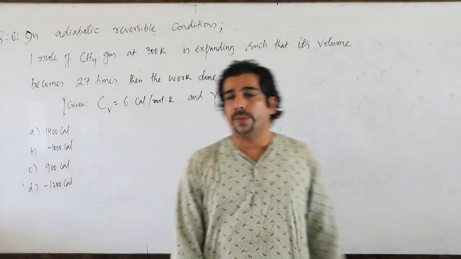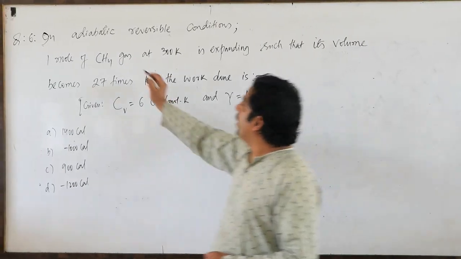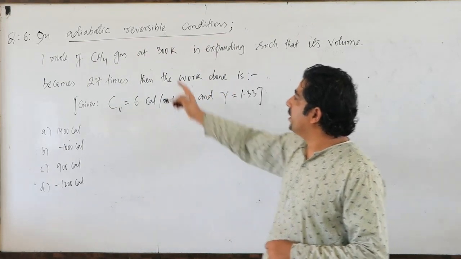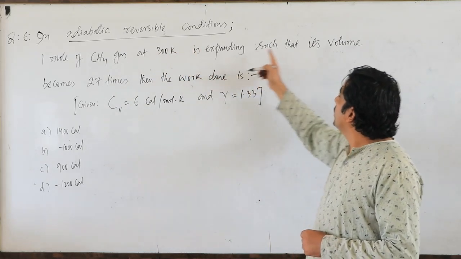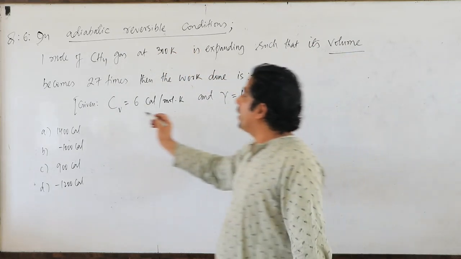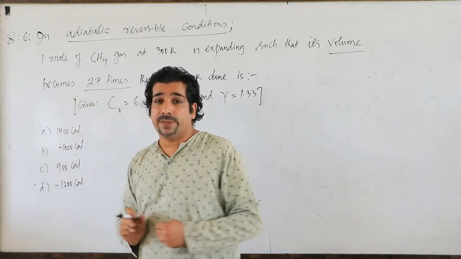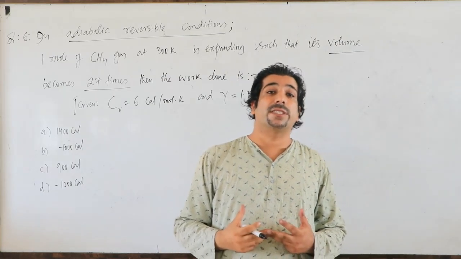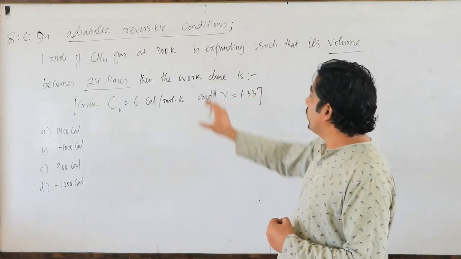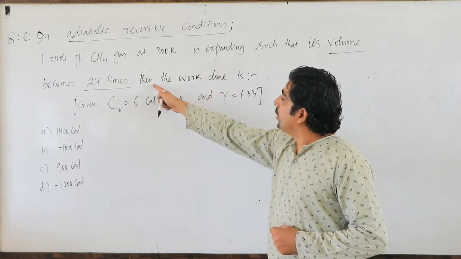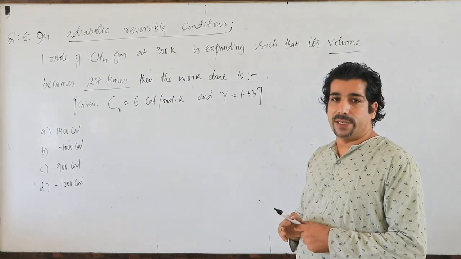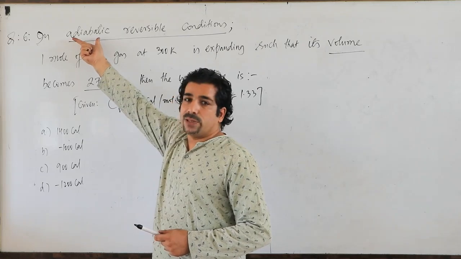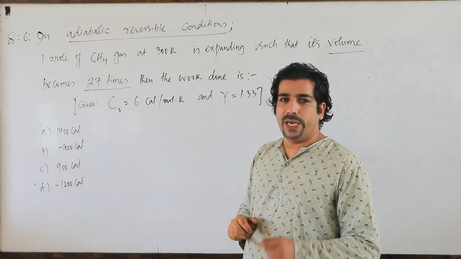So dear friends, let us talk about question number 6. In adiabatic reversible conditions, 1 mole of CH4 gas at 300 Kelvin is expanding such that its volume becomes 27 times. Okay, so let us start with this particular question. We have to calculate the work done, and this work done is reversible, but it is adiabatic as well, where the Q factor will be 0. We are aware about that.